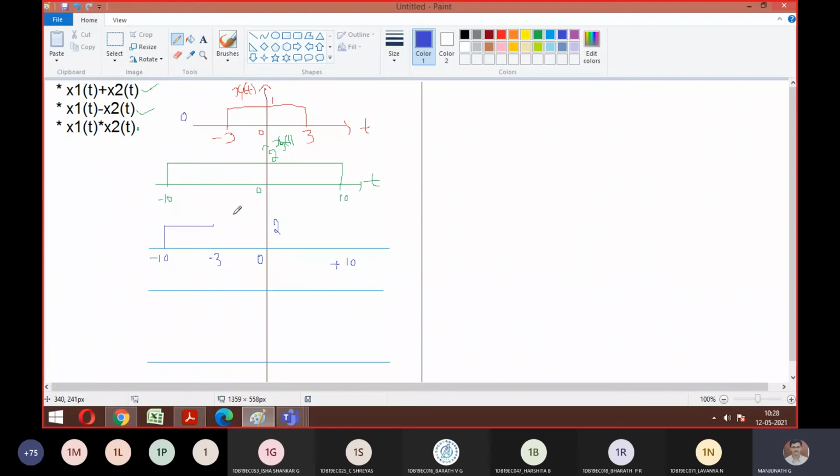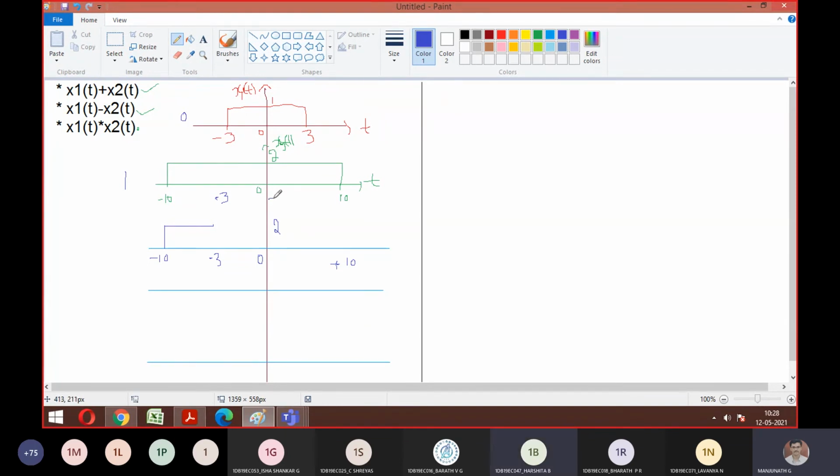Yes, sir. So now tell me what is going to happen at minus 3. Till minus 3 it is fine. So what is going to happen at minus 3? There is a signal now with a constant increasing, with amplitude 1. So this 1 plus this 2 becomes 3. Good. So the signal will increase to 3.